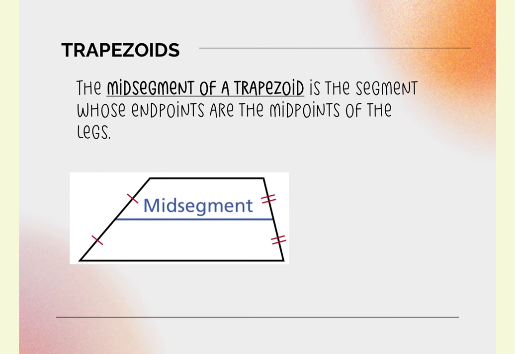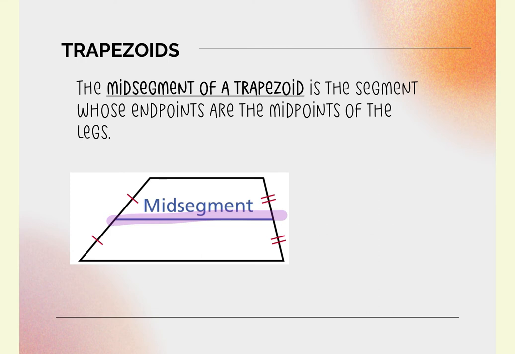All right, and the last thing about a trapezoid is the mid-segment. The mid-segment of a trapezoid is the segment whose endpoints are the midpoints of the legs. We did this with a triangle. If you remember, we said that the mid-segment was half the length of the third side, and it was parallel. That's in a triangle. This is in a trapezoid. So again, it connects the midpoints of the sides of the trapezoid.